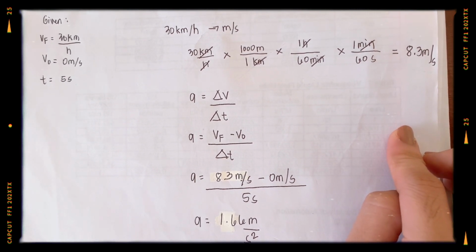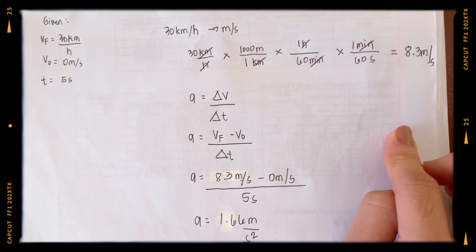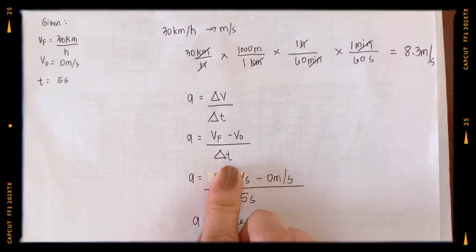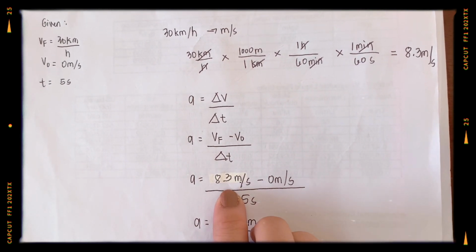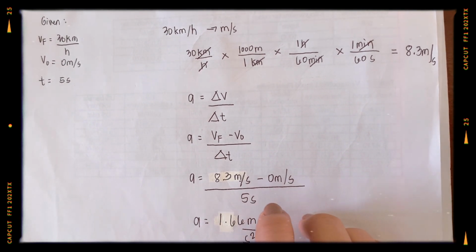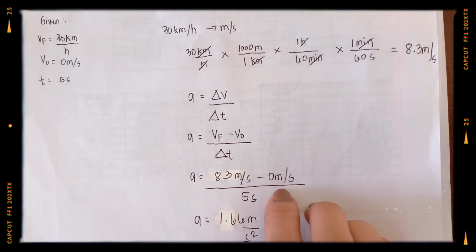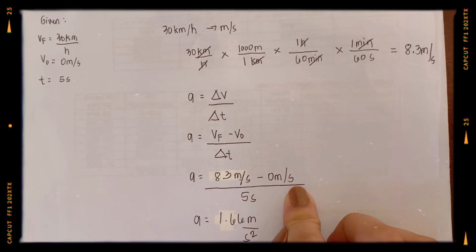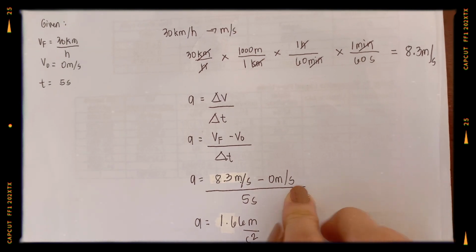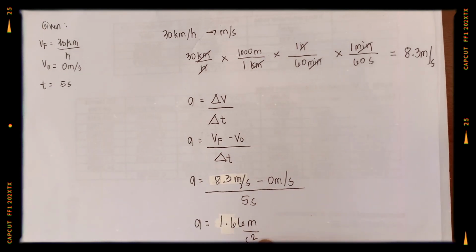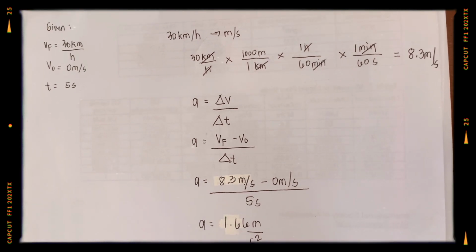Now, we can calculate the acceleration using the formula: acceleration is equal to final velocity minus initial velocity over time. Our final velocity is 8.3 meters per second minus 0 m/s, which is the initial velocity, divided by 5 seconds. So, therefore, the acceleration is 1.66 meters per second squared.